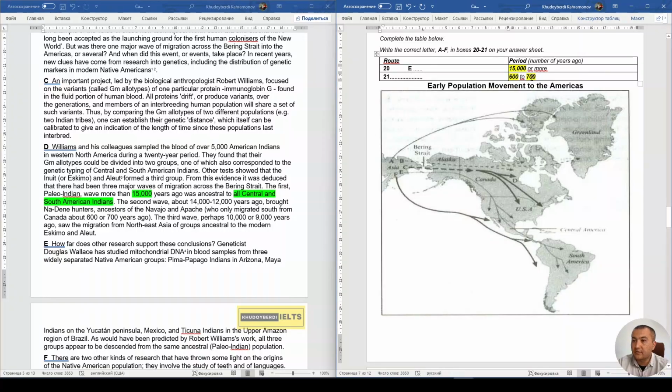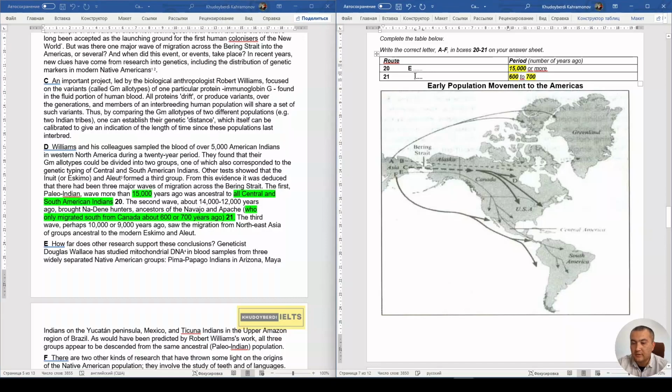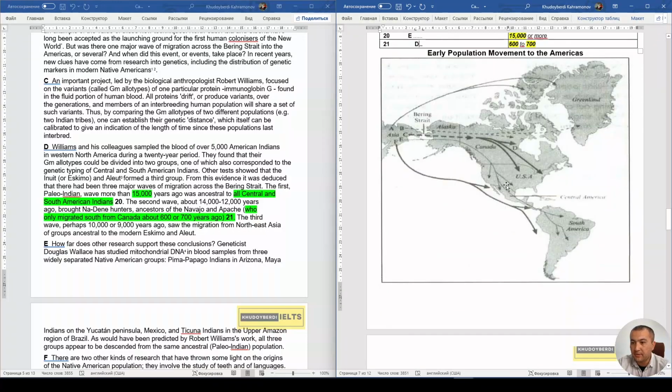And the next one, 600 and 700. Who only migrated south from Canada about 600 or 700 years ago? So let's write it on 20 here, and then 21. So Canada here. So we have the letter D. Let's write down D, which means E and D should be the correct answers according to this map.